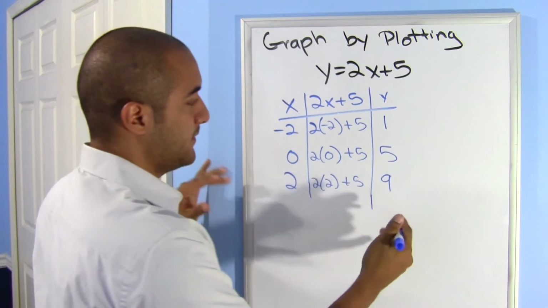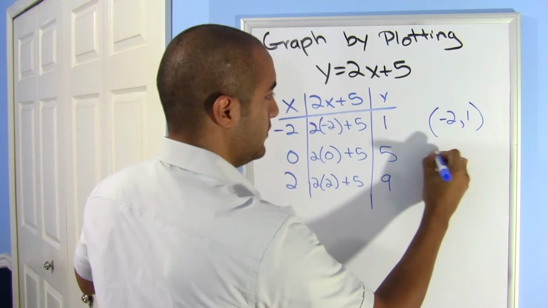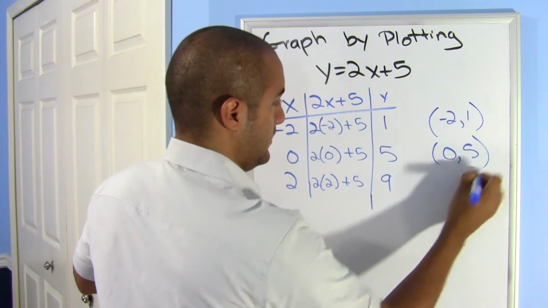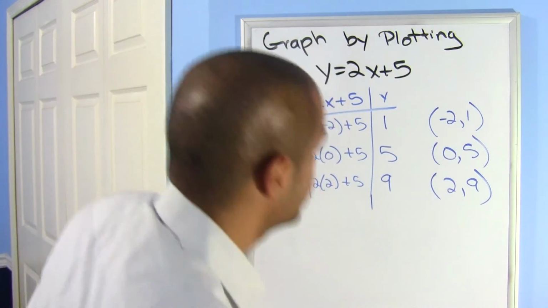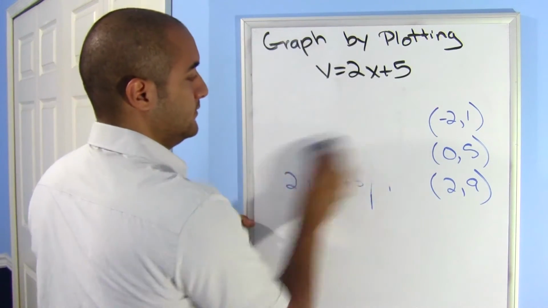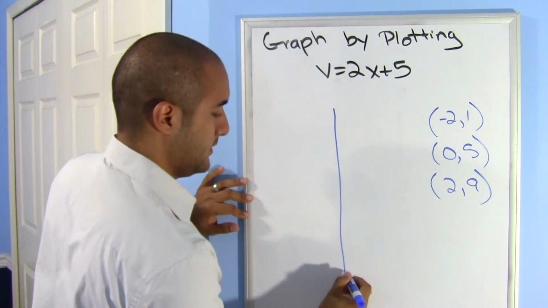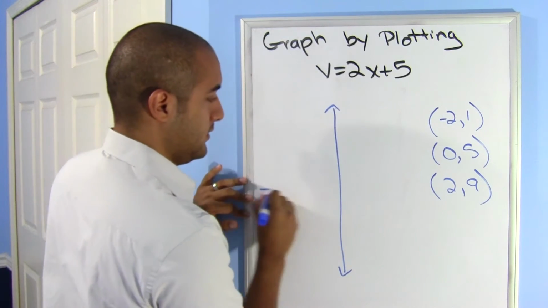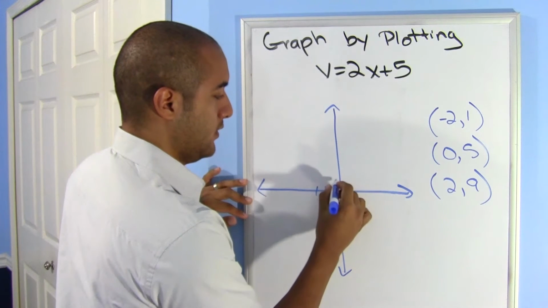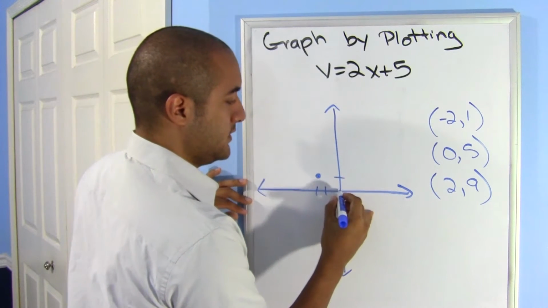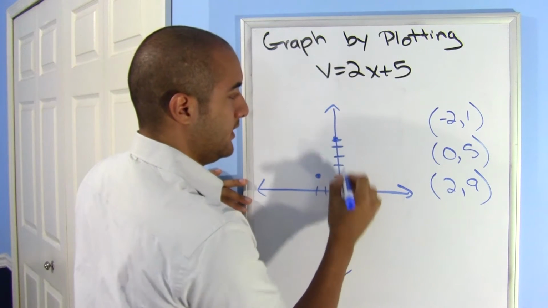Obviously in your paper you have more space, so I'm going to transfer this over and erase my table just so I have more space. My graph looks like this: negative 2, 1, 0, 5, and 2, 9.